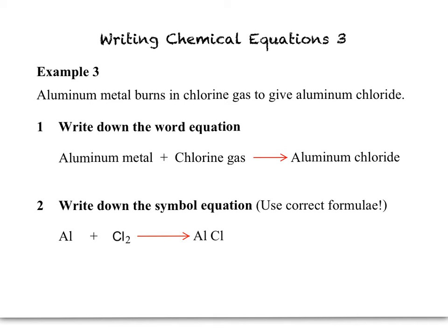Example 3. Aluminium metal burns in chlorine gas to give aluminium chloride. Rule 1. Write down the word equation. Aluminium metal plus chlorine gas reacts to give aluminium chloride. Rule 2. Write down the symbol equation. It is important to get the formulae correct here. Al plus Cl2, chlorine gas is always Cl2, reacts to give AlCl. To work out the formula of aluminium chloride, you need the periodic table. Al is in group 3, so forms the Al3+ stable ion.